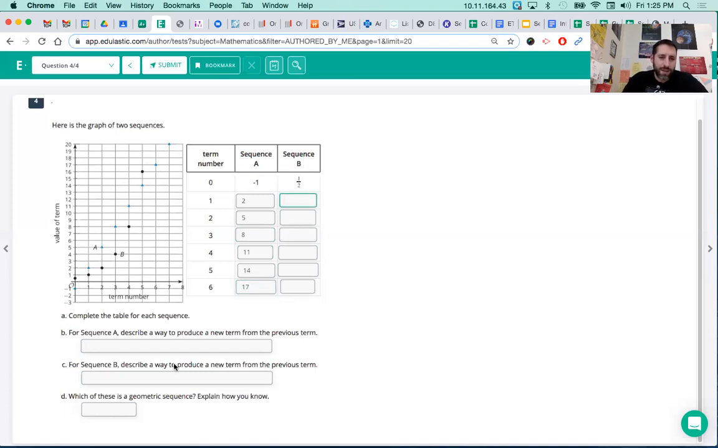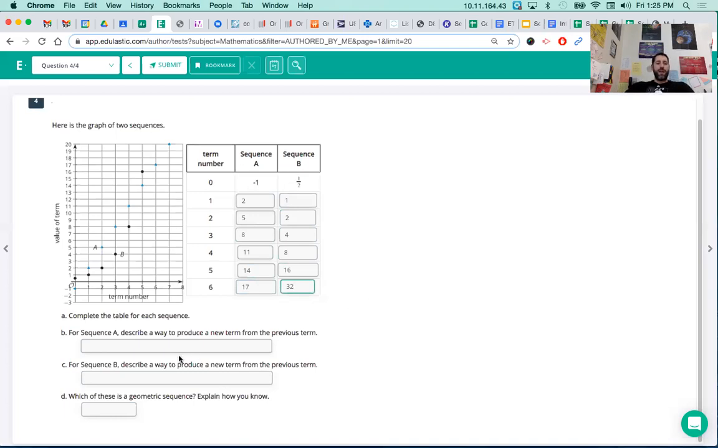Let's see sequence B. Let's see if we got a pattern with this one. Start off at 0, term 0, we're at 1/2. Then at term 1, we're at 1. At term 2, we're at 2. Term 3, we're at 4. I think I see the pattern. We're multiplying times 2 each time. So the next one should be 8. And then 16. And then 32 is not even on this, but I know it's going to be 32 because we're going to keep doubling.